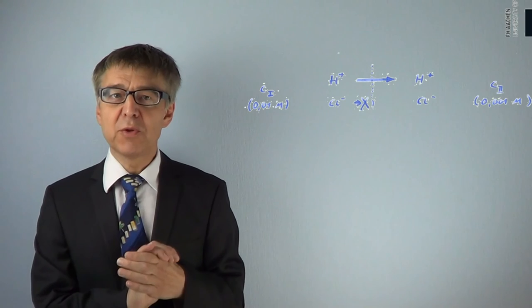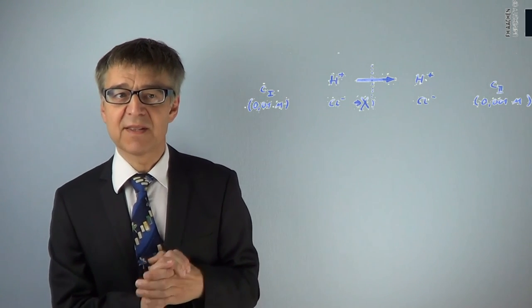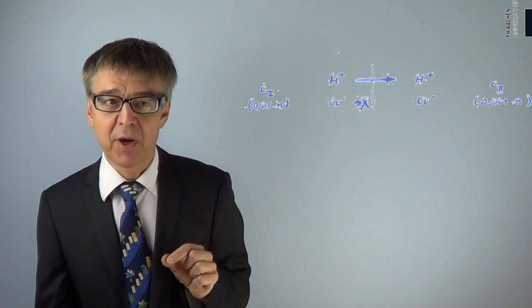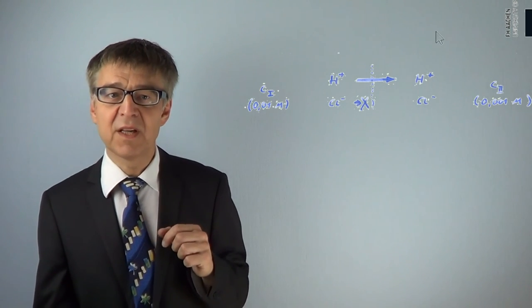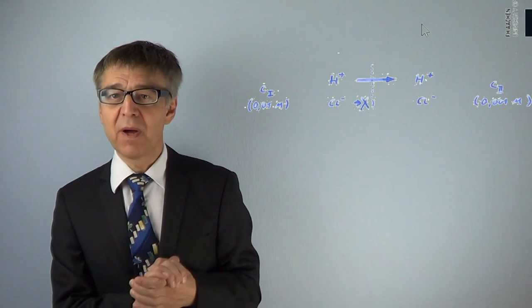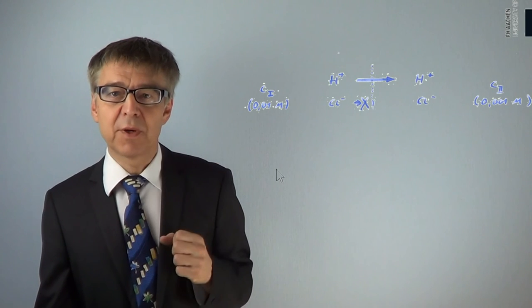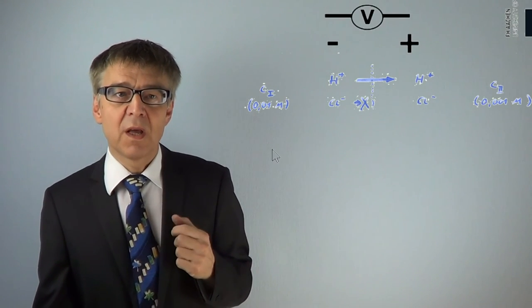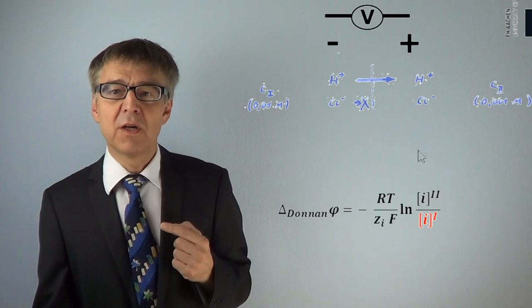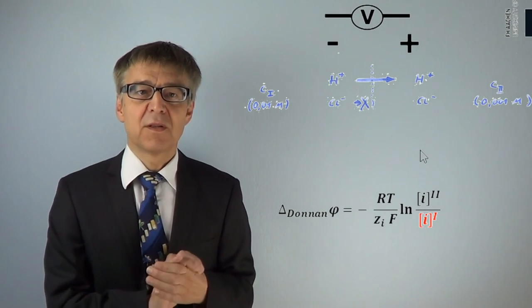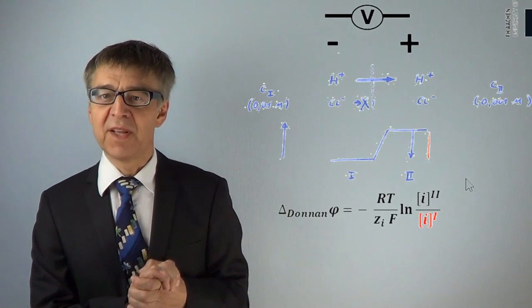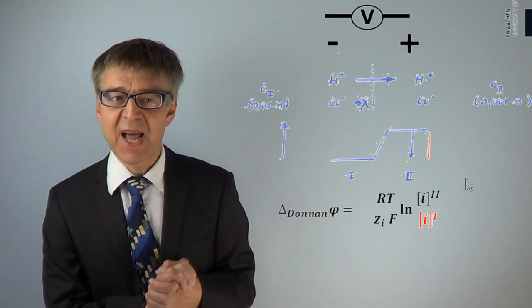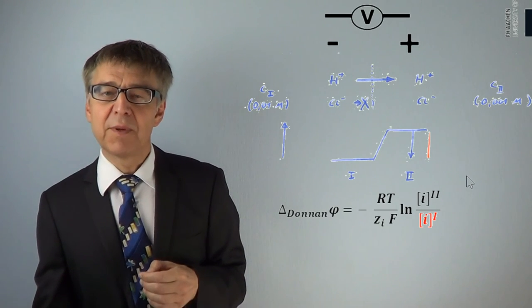If we separate two differently concentrated hydrochloric acid solutions by a semipermeable membrane, so that only the protons may pass this membrane, we also get a potential jump at the phase boundary. We speak of a Donnan potential, which can be calculated with a formula which is very similar to the liquid junction potential formula. The Donnan potential may be used for analytical purposes, for example in a glass electrode for determining pH.